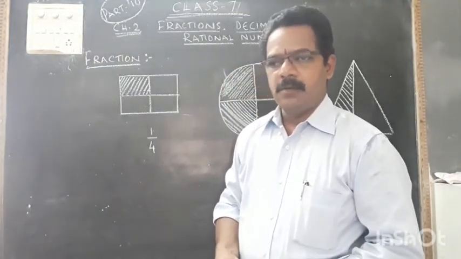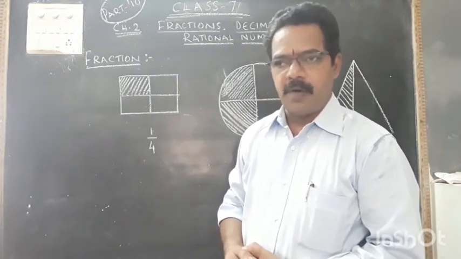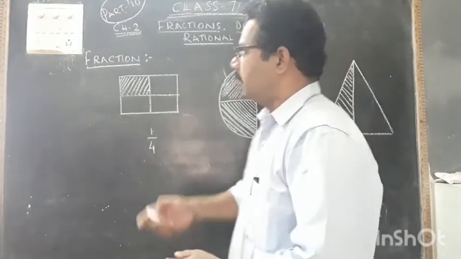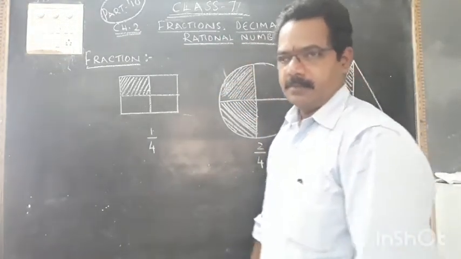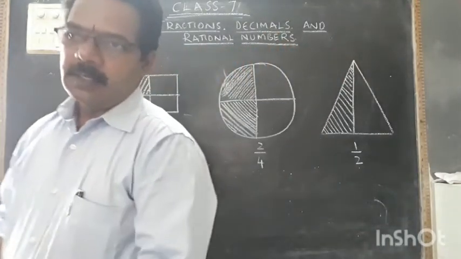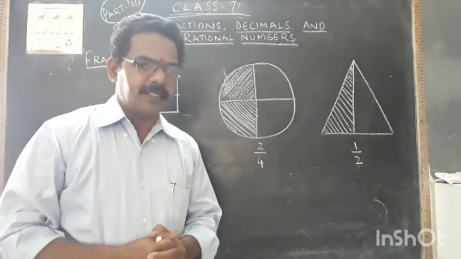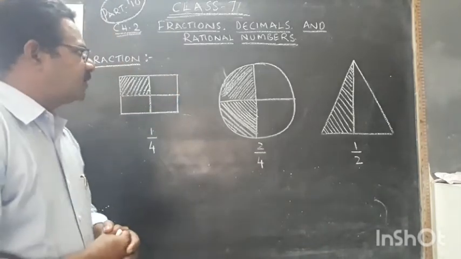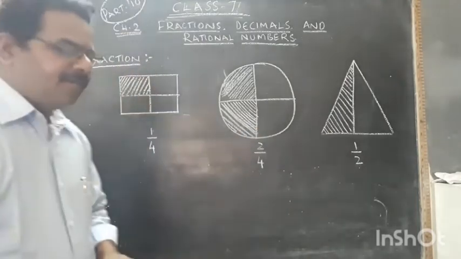In this video, we are going to discuss chapter 2 of our 7th class mathematics, that is fractions, decimals and rational numbers. That is the name of the chapter. First of all, we have to learn what is meant by a fraction. Fraction is nothing but, see here I have given you some figures.